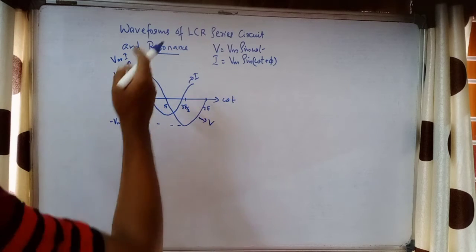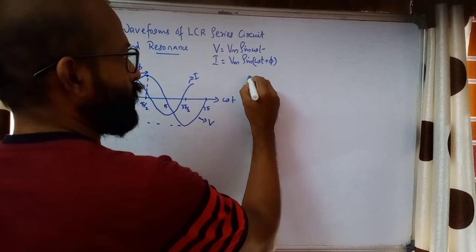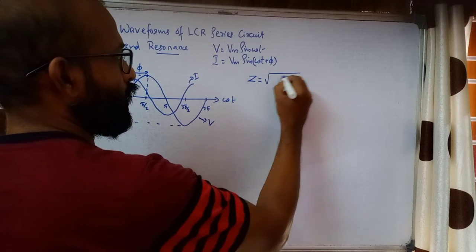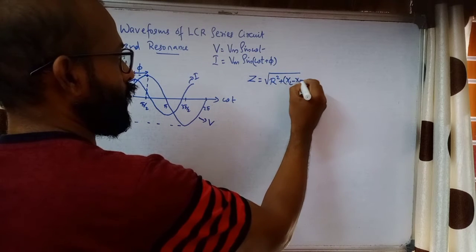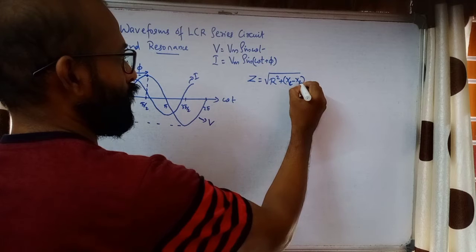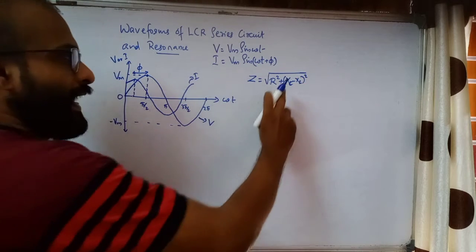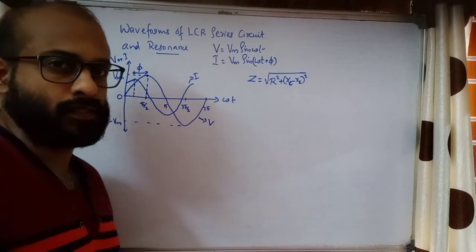Now in series LCR circuit, we have the equation for impedance. What is the equation for impedance? Z is equal to root of R square plus (XL minus XC) the whole square, or (XC minus XL) the whole square, that we have seen. XC is called capacitive reactance. XL is called inductive reactance.